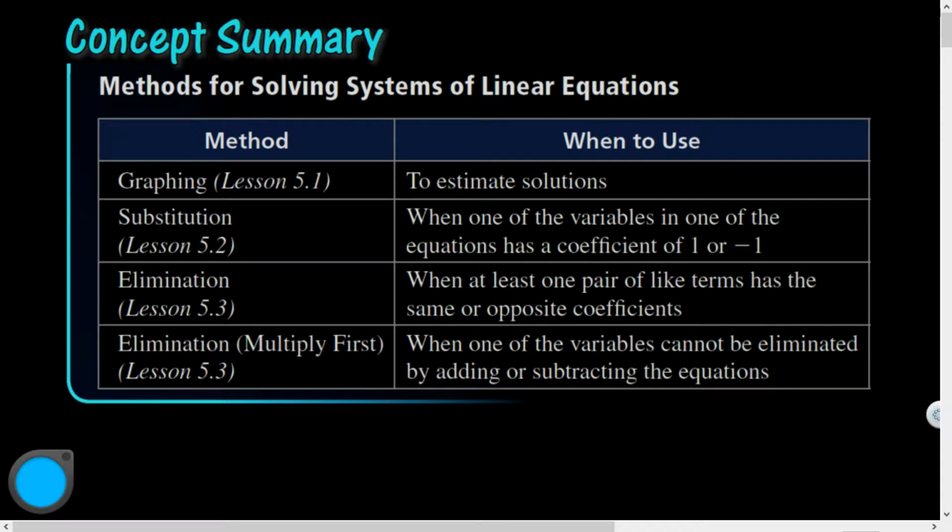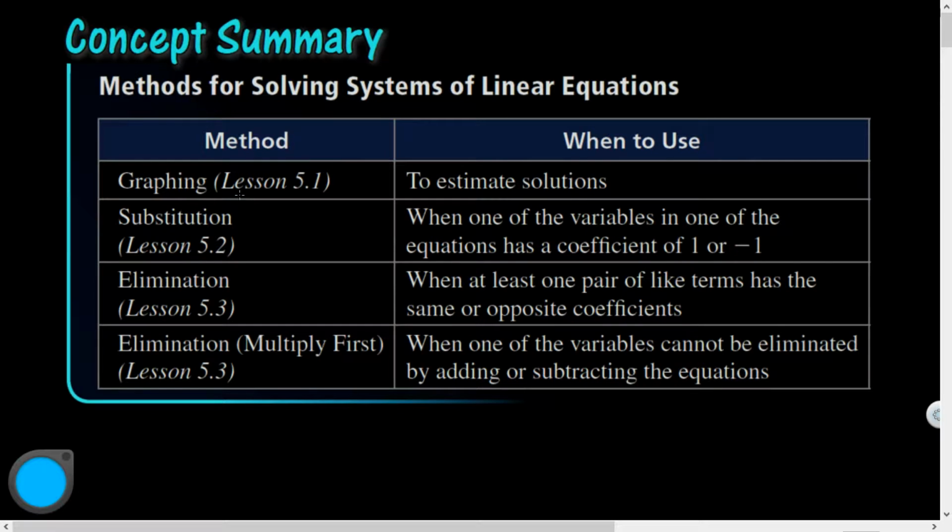Right here on the screen now, I'm showing you a chart. This is actually found in section 5.3. But I think it's appropriate to show today because we're going to be able to choose our own methods for solving systems. So you're not locked into using just substitution or elimination. You can use multiple means for solving.